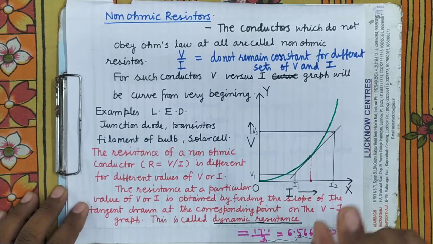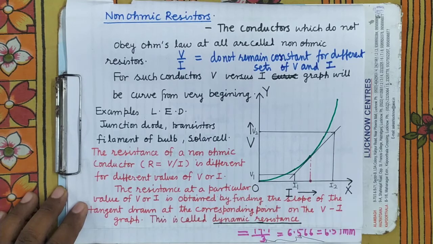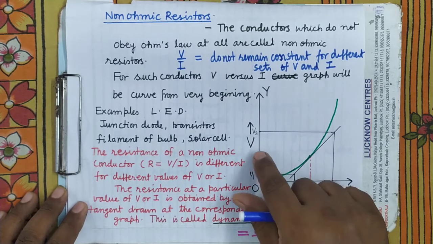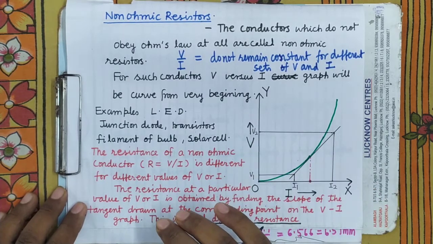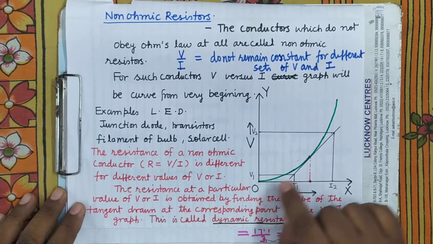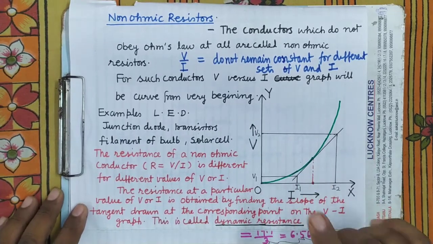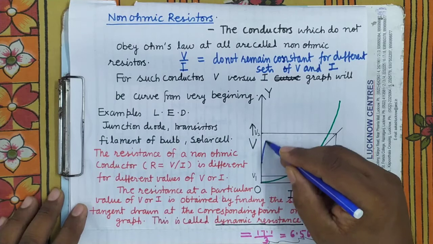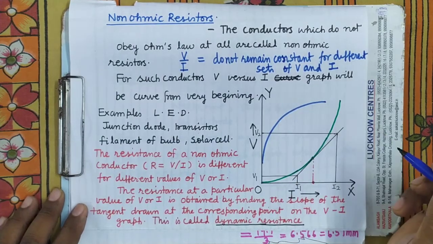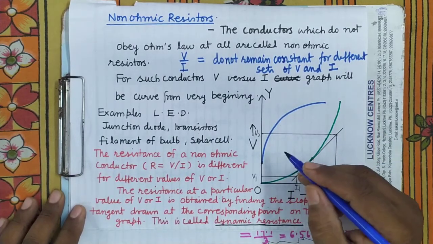And it is also not necessary that it will pass through the origin. It may pass through some other point also. It is not necessary that it will pass through the origin. It may pass through some other point also, as I have drawn here.